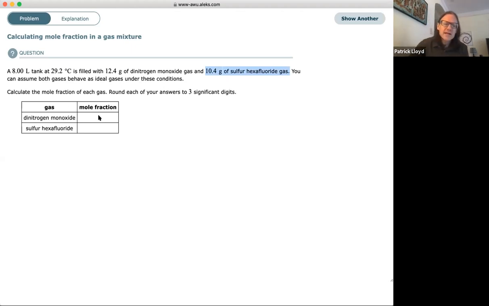So let's go through it. Again, you don't need the temperature and volume. This is what we call extraneous information, meaning you don't need it for this calculation. If we were going to find the pressure, maybe we would want to know that, but we don't need it right here. Okay, so let me come over here.